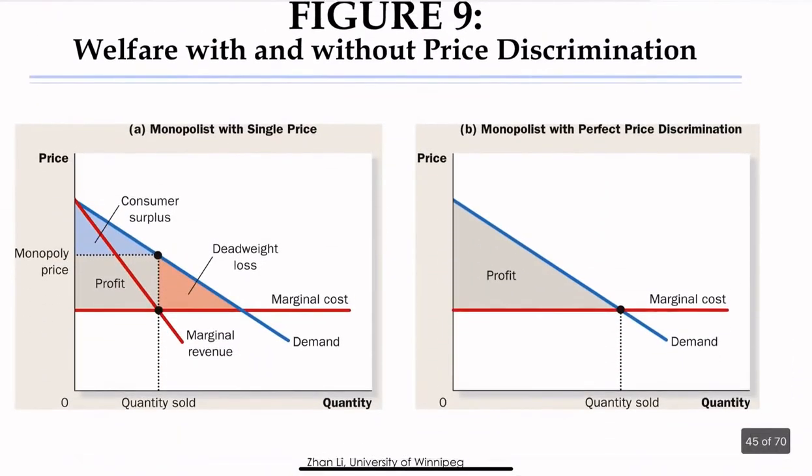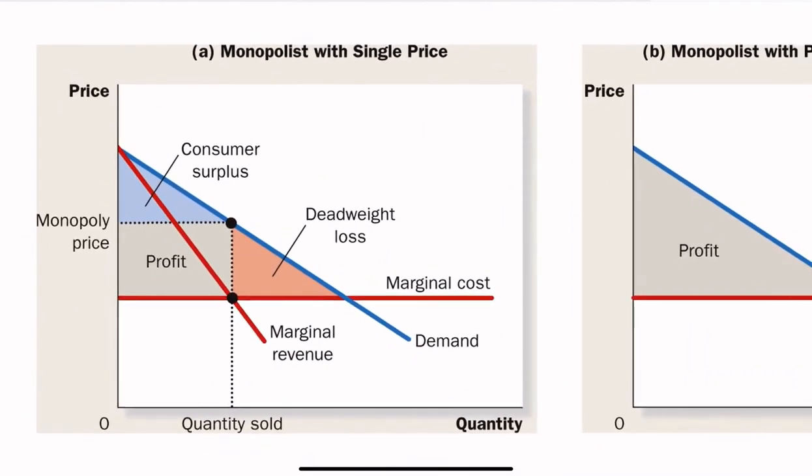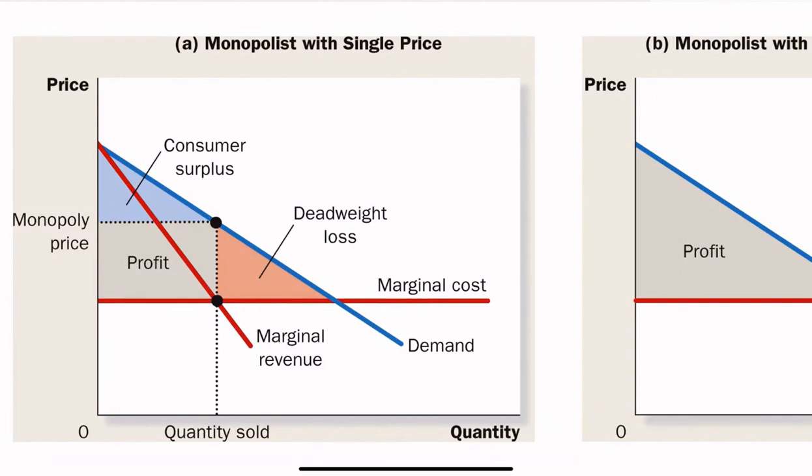Now, let's think about welfare, with and without first degree price discrimination. So let's say we're having this basic case. We have a monopoly who uses a single price. What you can see here is very typical, right? You have this consumer surplus, which is given by this light blue triangle. And then you have the profit, which is given by this gray colored triangle. And then you have this pink triangle, which gives you the deadweight loss.